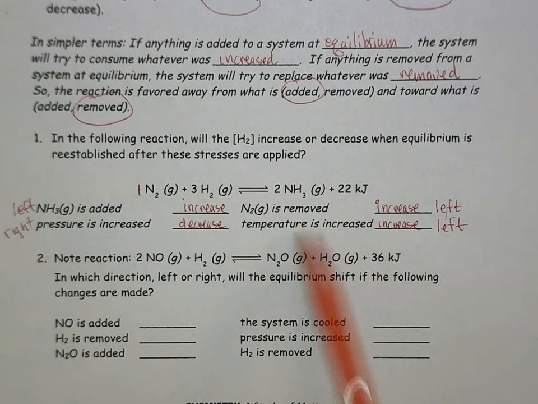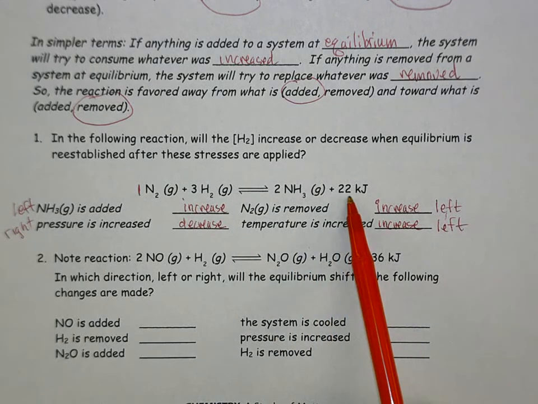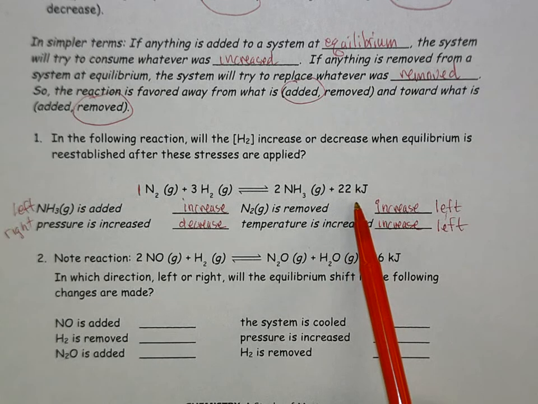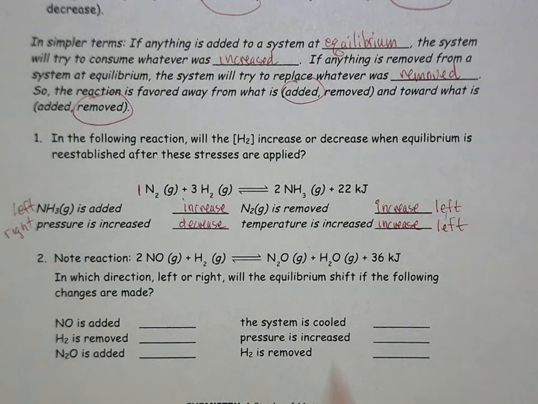And then finally, temperature is increased. Go away from the kJ side. Go away from the energy that has been produced here, which means shift left, and we have an increase. All right, in number 2 here, we're going to note this reaction. NO plus H2 goes to N2O plus H2O plus, again, we are producing some energy, so another exothermic reaction. In which direction, left or right, will the equilibrium shift if the following changes are made?